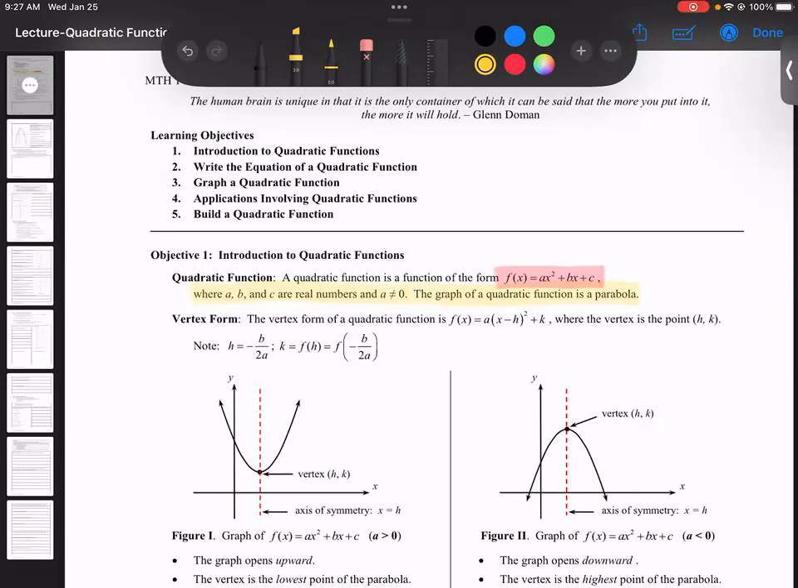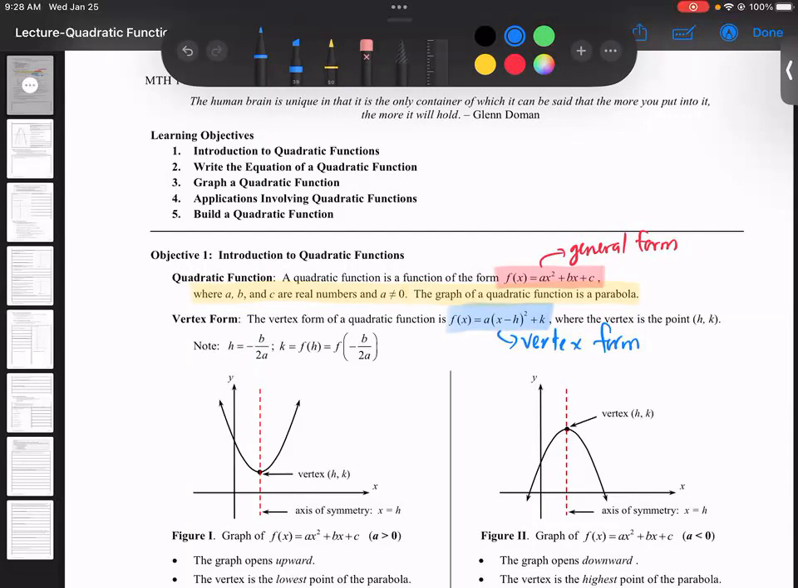Now, there are two ways of writing the quadratic function. One way is the one I highlighted in red, called general form. And the other form is called vertex form. And you see why. Where's the vertex? The vertex is (h, k) right there, right? From that form, you can tell me what the vertex is right away. Hence vertex form.